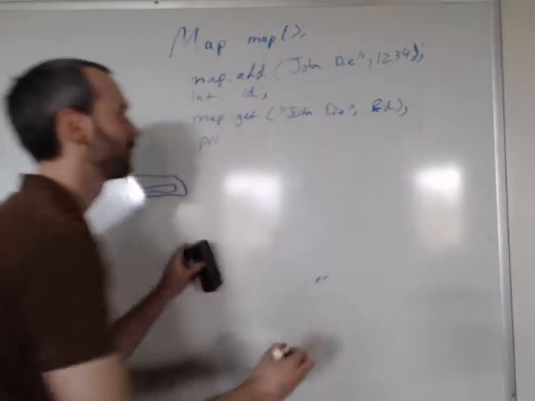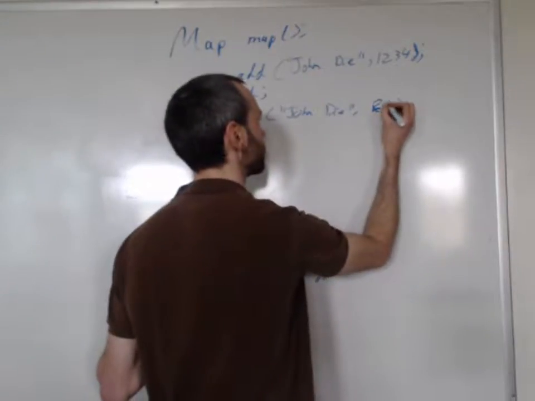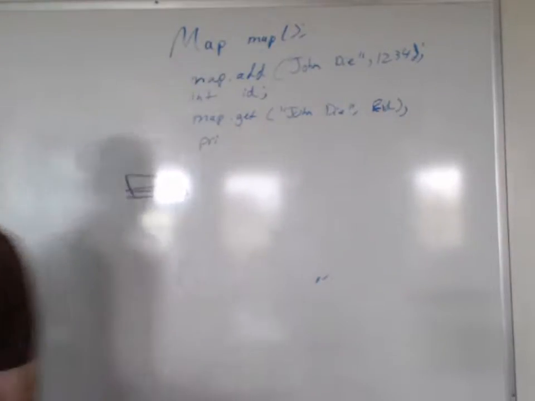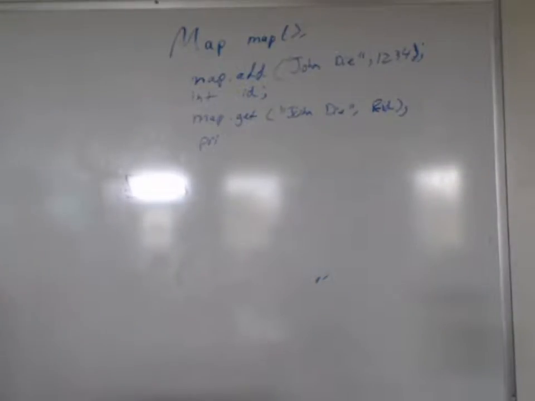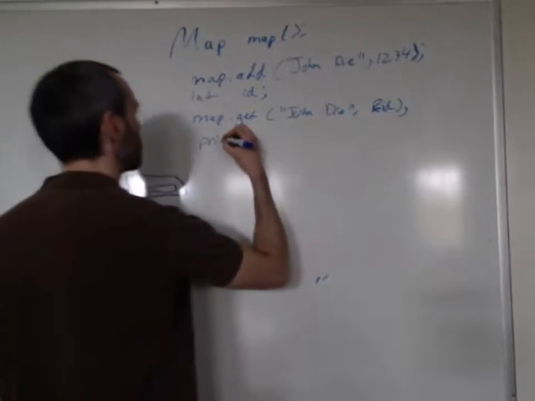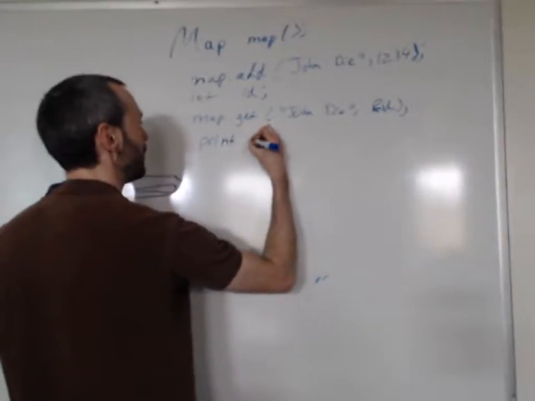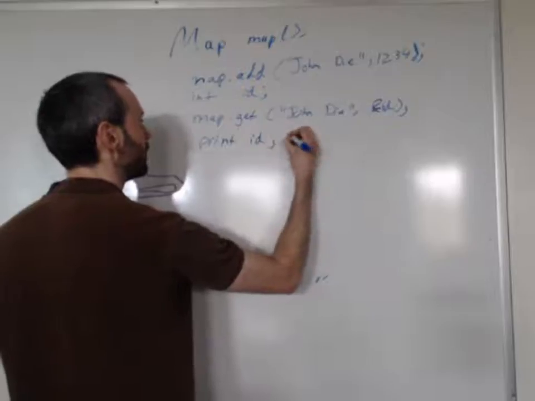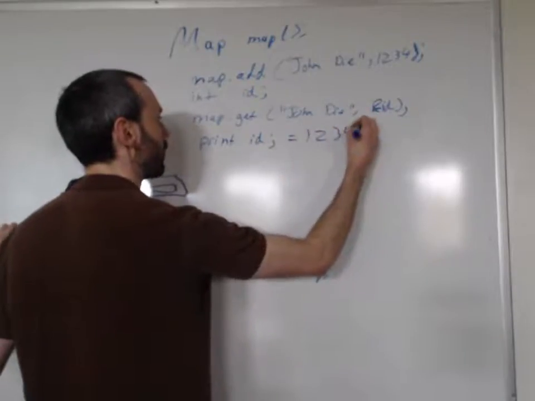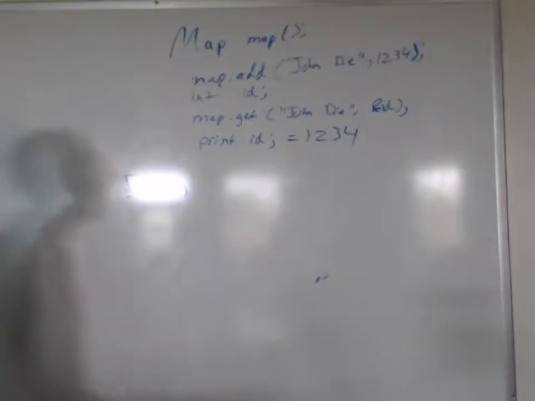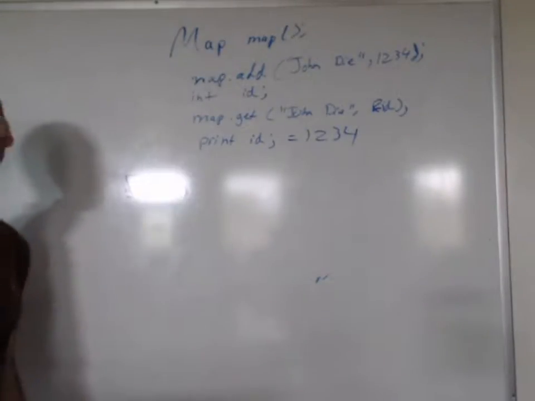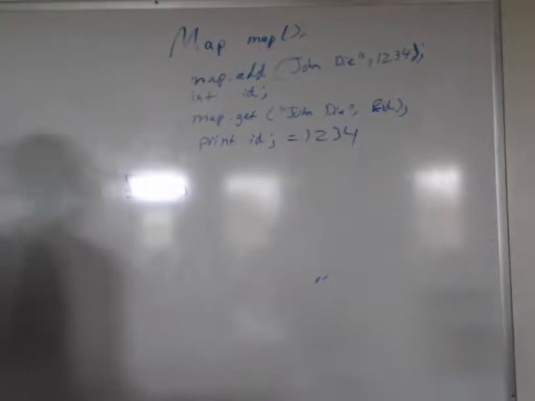Boom. I thought that was used for reference. Or not for reference, for location. It is. You're passing the location of ID into that function. That way, afterwards, when you print ID, you're going to get 1, 2, 3, 4. All right? And this would be true as well. Map.get would have returned true.